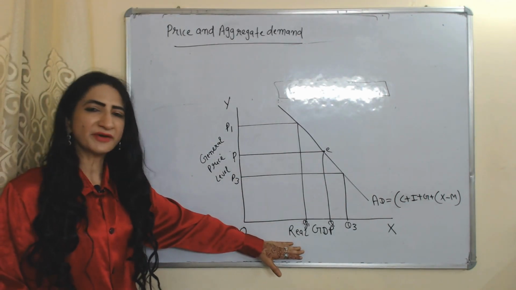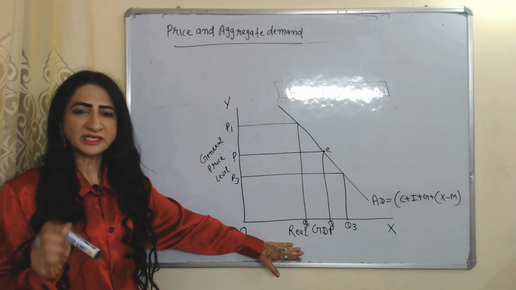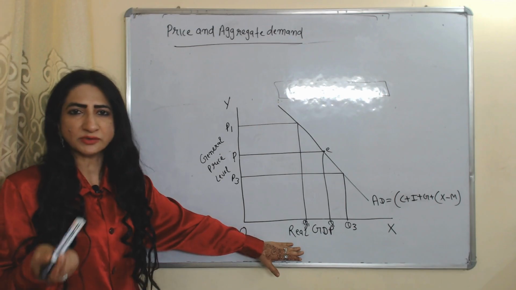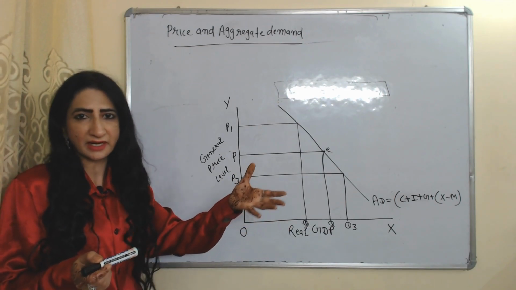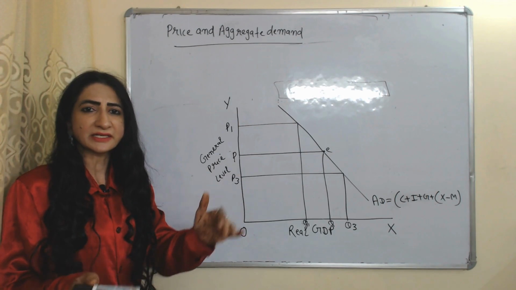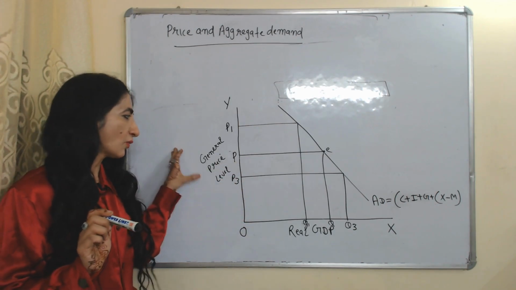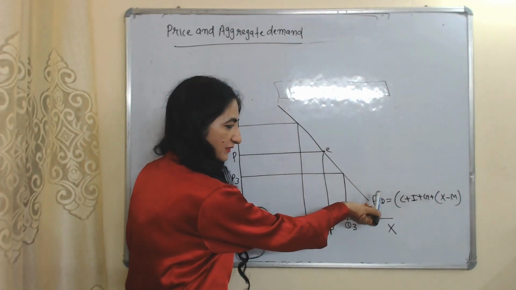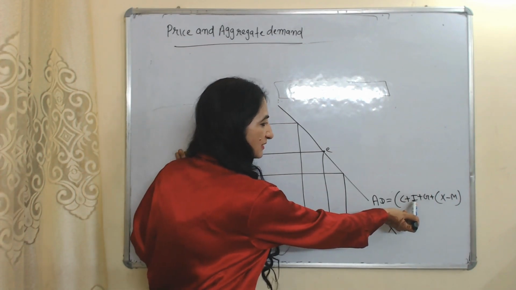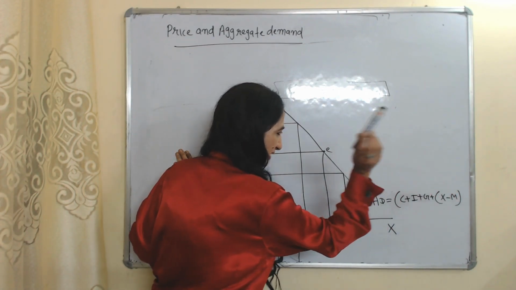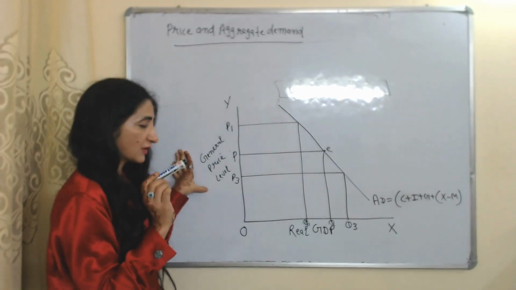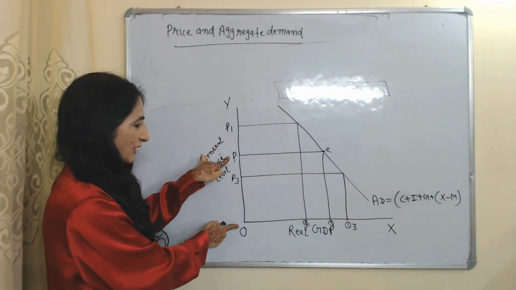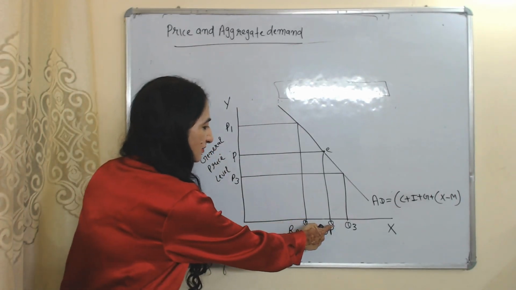On x-axis we have real GDP. Real GDP equal to aggregate demand because both represent total spending and output. That's why aggregate demand equal to real GDP. Y-axis we have general price level. This AD curve represent our aggregate demand which is equal to C plus I plus G plus X minus M. E is our initial equilibrium point. At this equilibrium point, price is OP and aggregate demand is OQ.